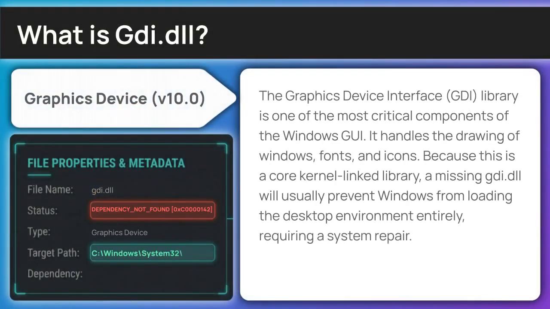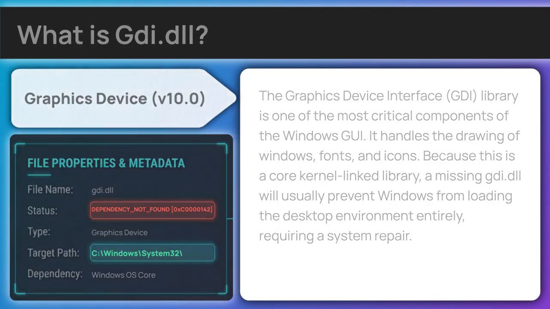This is the graphics device interface. The graphics device interface, GDI library, is one of the most critical components of the Windows GUI. It handles the drawing of windows, fonts, and icons. Because this is a core kernel-linked library, a missing Gdi.dll will usually prevent Windows from loading the desktop environment entirely, requiring a system repair. With the why out of the way, let's focus on getting you running again.